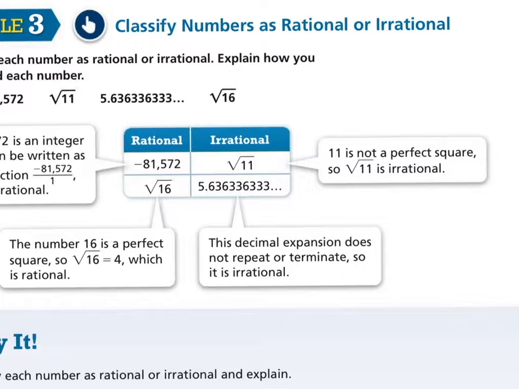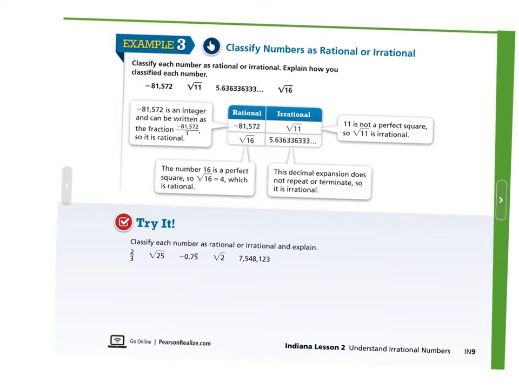And then that 5.636336333, that would probably have another 3 on it actually. That one would be irrational. Oh, I just looked at it wrong, sorry. That's irrational because the decimals keep going and do not exactly repeat themselves.